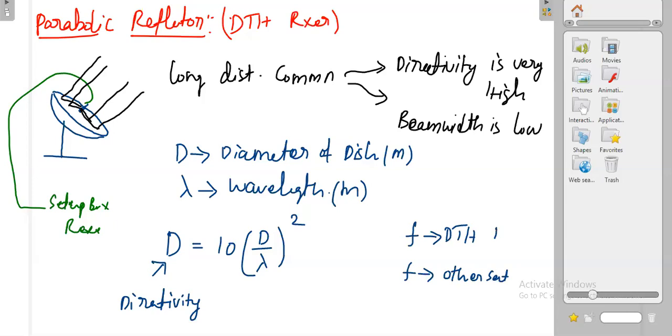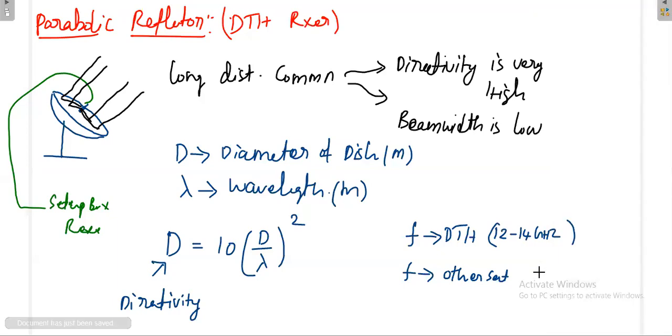4 to 6 gigahertz, sir. The frequency of DTH is 12 to 14 gigahertz. For other satellite communication we are using 4 to 6 gigahertz. Take some middle frequency, and once you take some frequency, you'll get some wavelength. Then you know the approximate diameter of the dish. For DTH it is roughly around 1 meter or 120 centimeters. For other satellite communication, the diameter could be around 5 meters. Then you know the values.